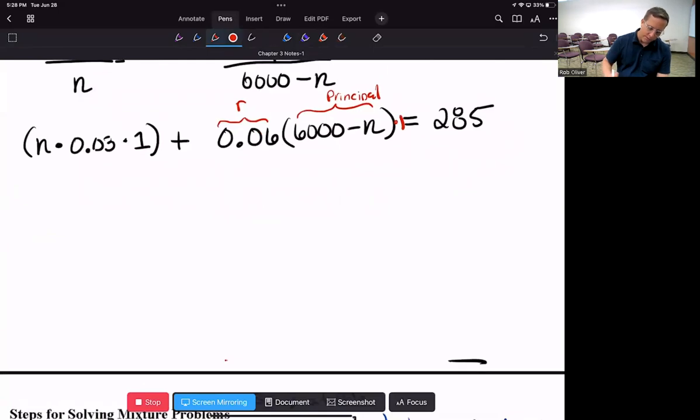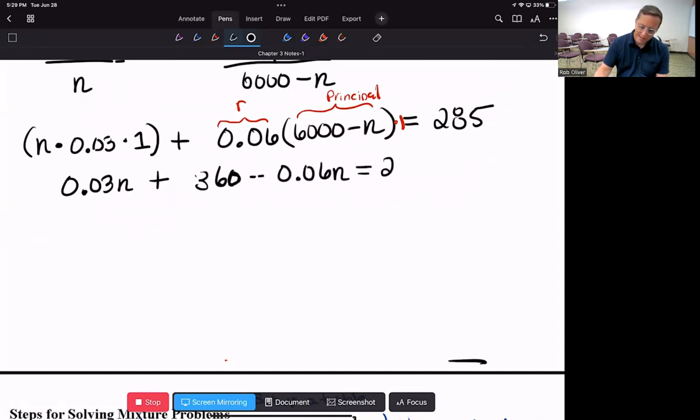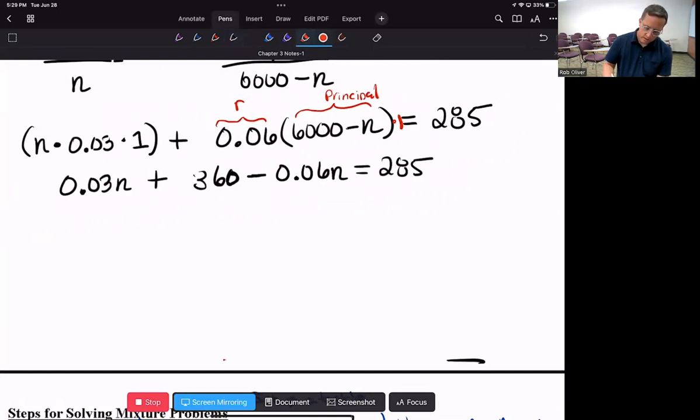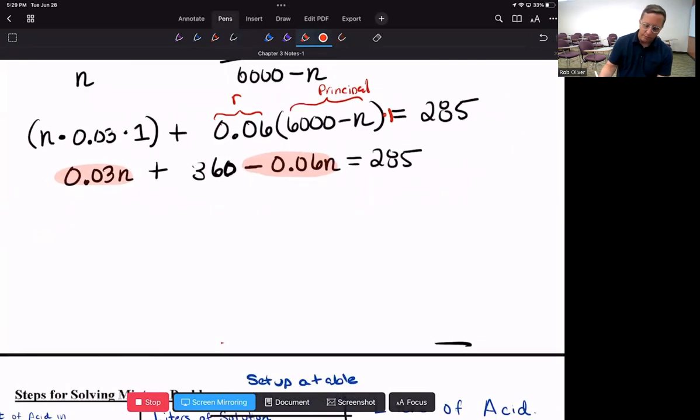And we're ready to do this. So this is just going to clean it up for our first step. Distribute, and you're going to get 360 there minus 0.06n equals 285. And I'm going to put together like terms here. So 0.03n and minus 0.06n makes negative 0.03n, plus 360 equals 285.